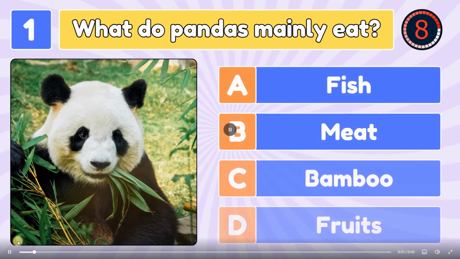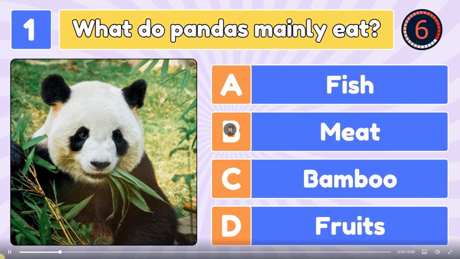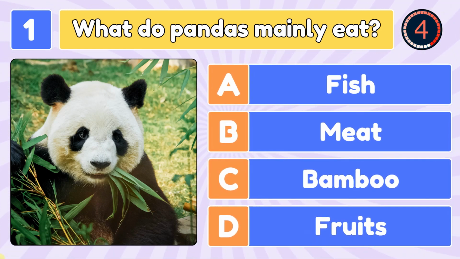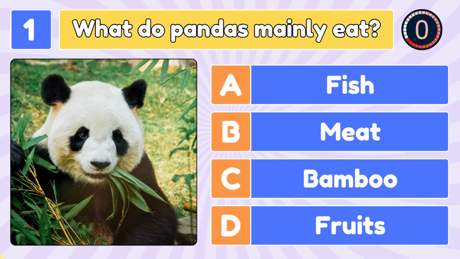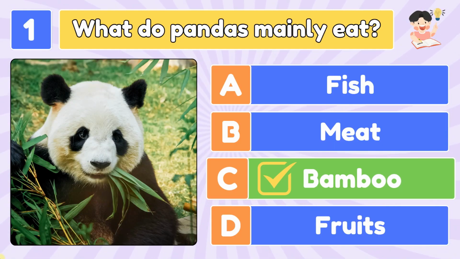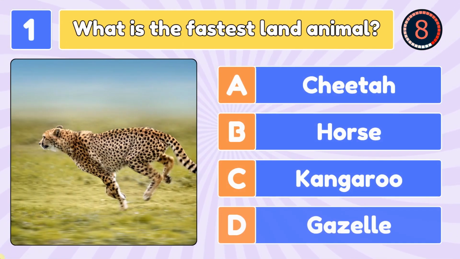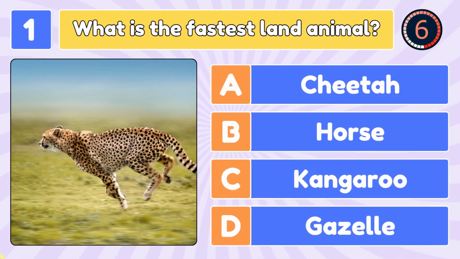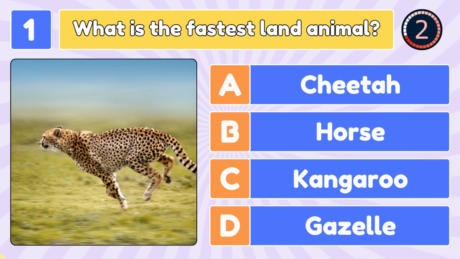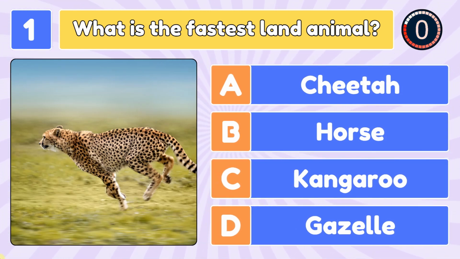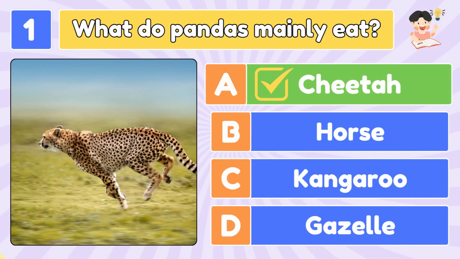What do pandas mainly eat? The correct answer is bamboo. What is the fastest land animal? The correct answer is cheetah.